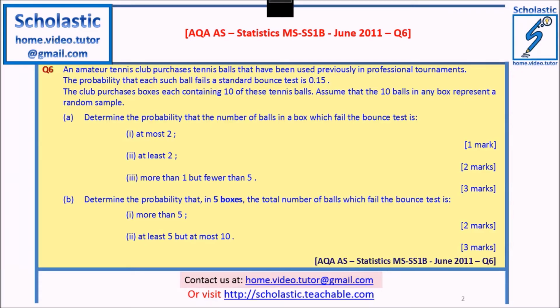Let's read the question. An amateur tennis club purchases tennis balls that have been used previously in professional tournaments. The probability that each ball fails a standard bounce test is 0.15.